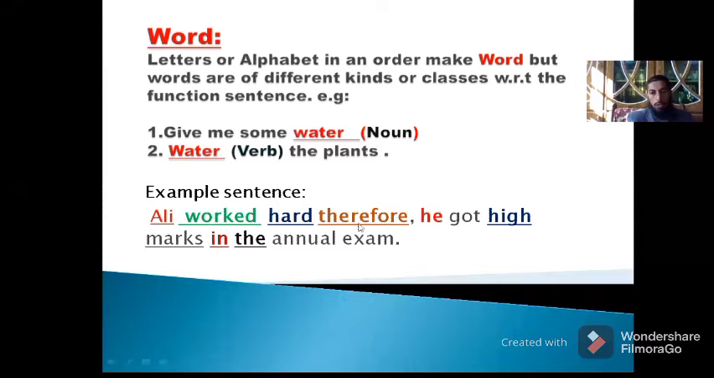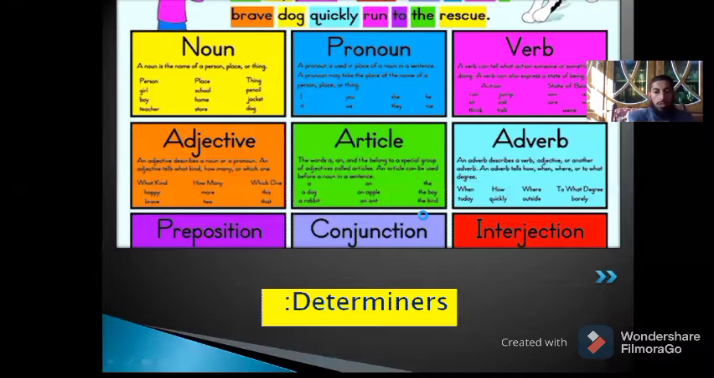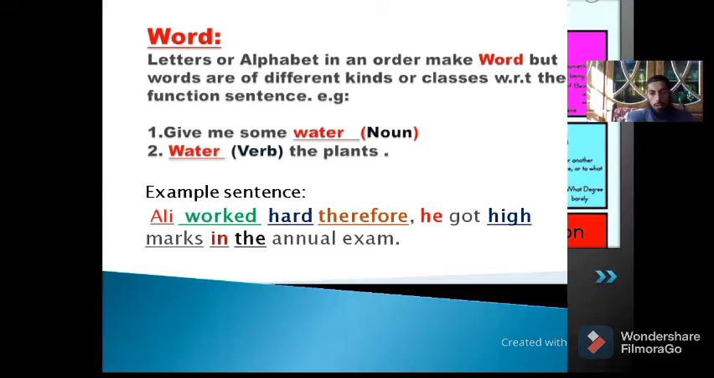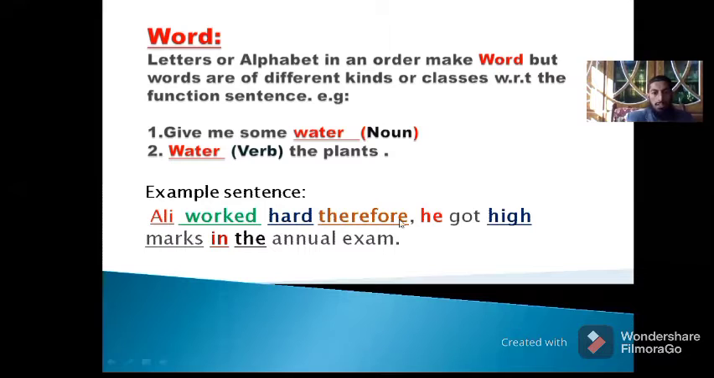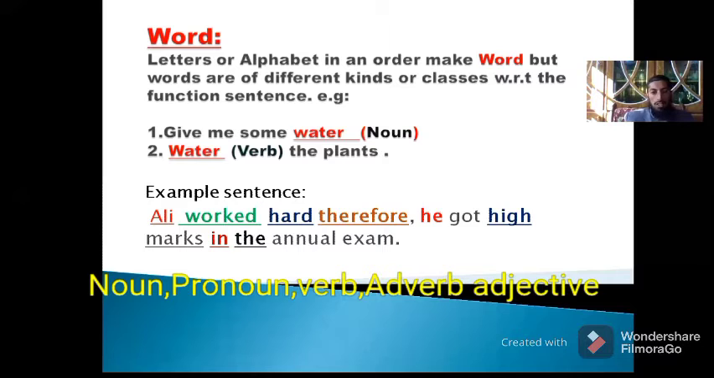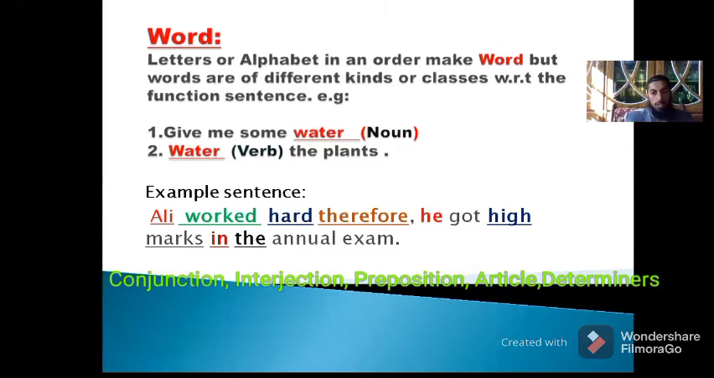Then therefore is joining two phrases or two clauses here. Therefore is a conjunction. He is used instead of a noun, so it is a pronoun. Similarly, in high marks, marks is a noun and high is qualifying or describing marks, so high is an adjective. In is a preposition, the is an article. So in a sentence, every word has a different function. So we say this is a noun, this is a pronoun, this is a verb, this is an adjective, etc. This classification of words is called parts of speech.